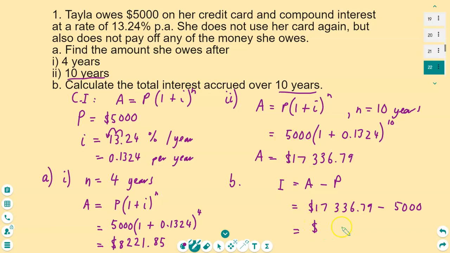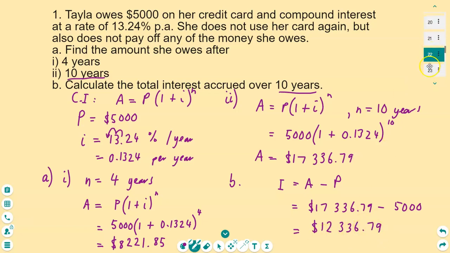She is just loving giving the banks all this money. $12,336.79. Probably could have done that in my head, but it's okay. 17 take 5 is 12. Oh well. All right, so she owes them quite a lot of money. I mean, she's just paying this amount in useless money.